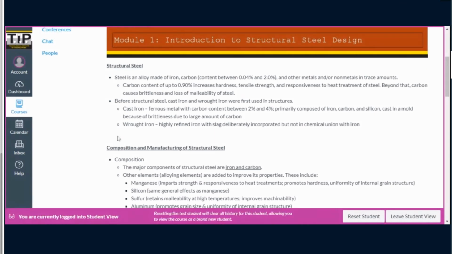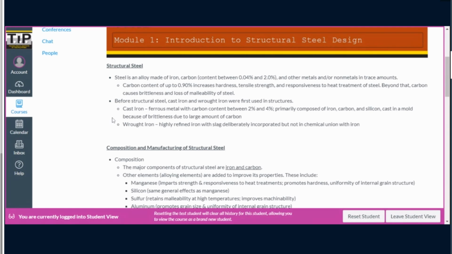Okay. Another one is wrought iron. It is highly refined iron with slag deliberately incorporated but not in chemical union with the iron. So it's just pure iron with some slag mixed in. Again, although it is strong, it is not enough for structural purposes. So when structural steel was developed, wrought iron also declined in use.